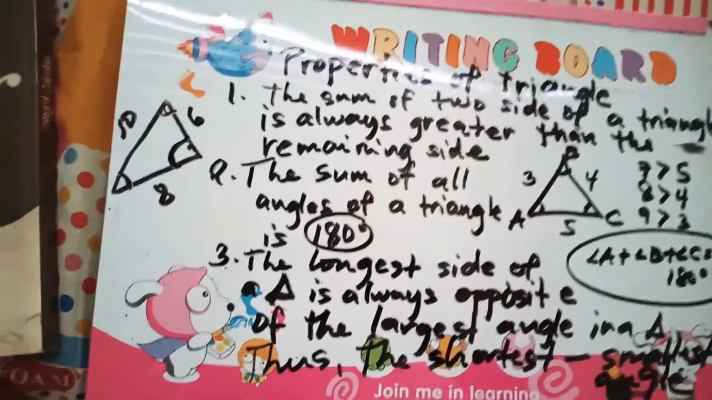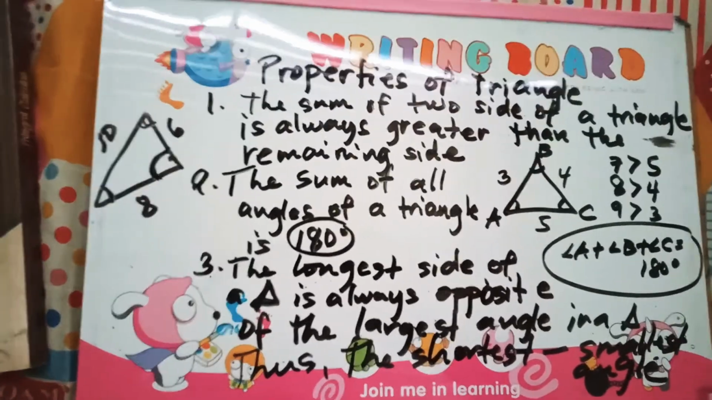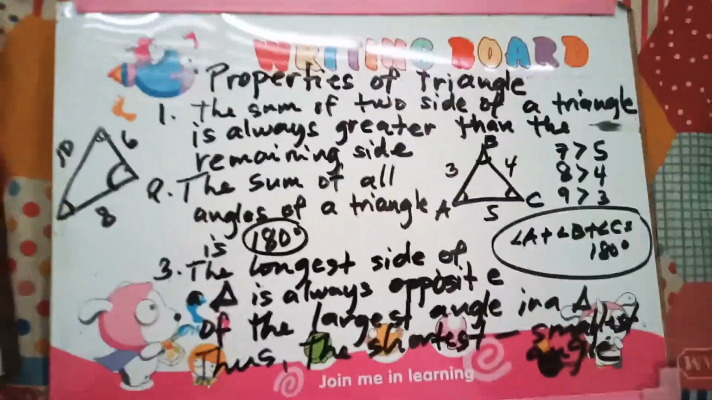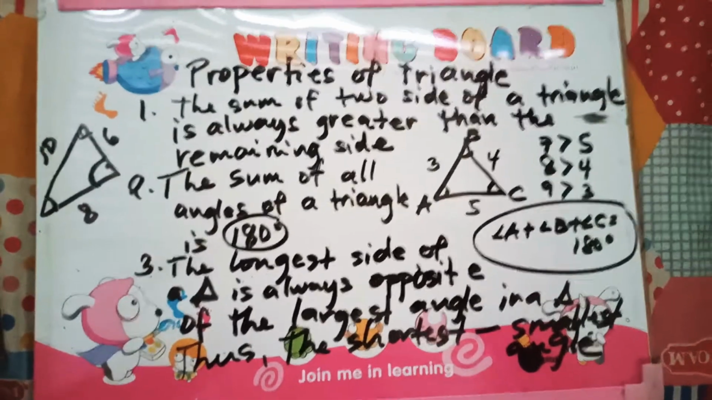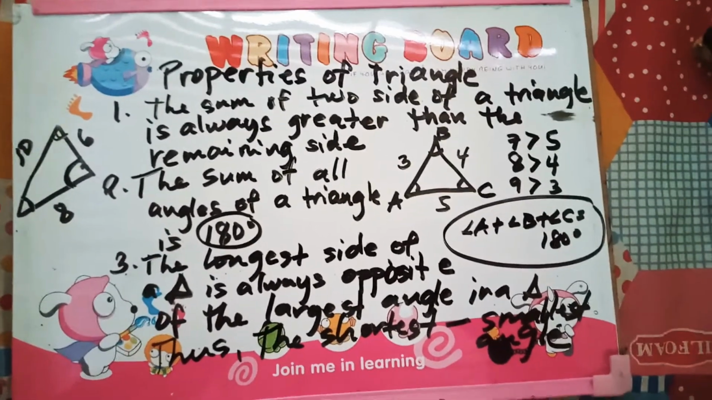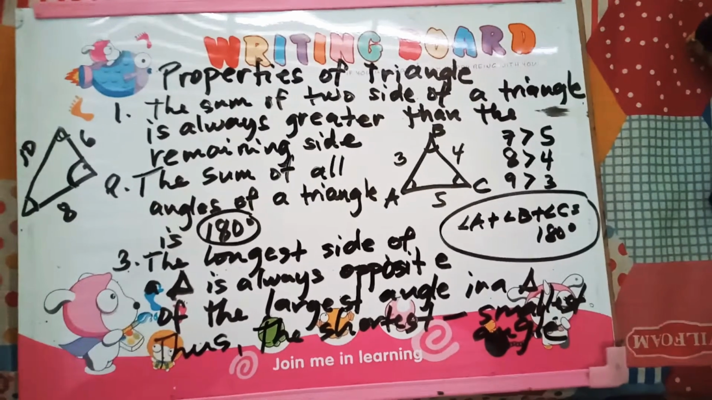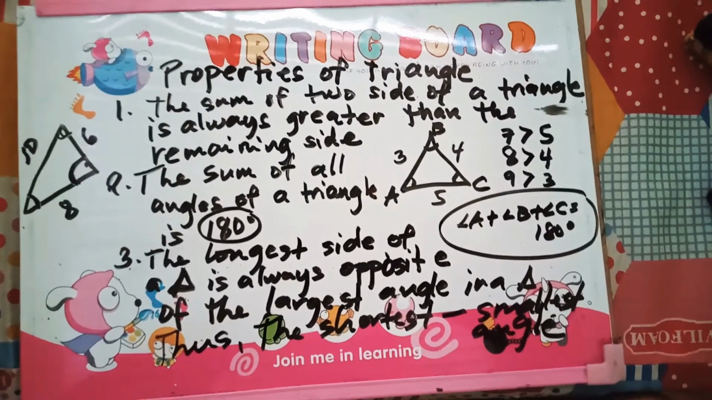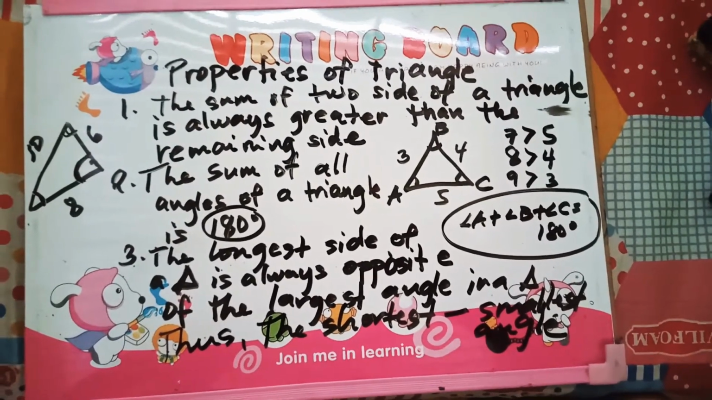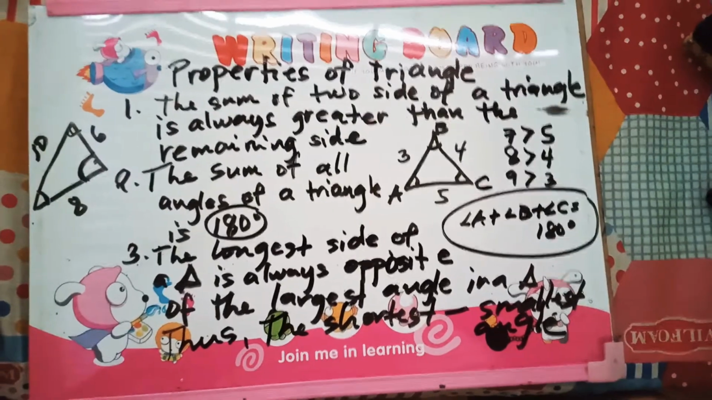We still have 3 properties more. So, I will erase this one. I hope you take down notes. Okay? So, these are the 3 properties. We will be discussing also the 4th, 5th, and 6th properties.